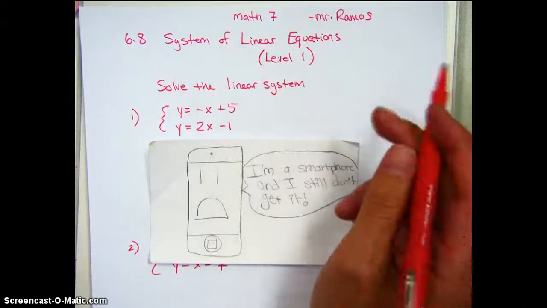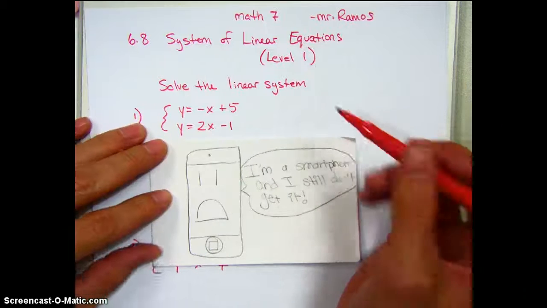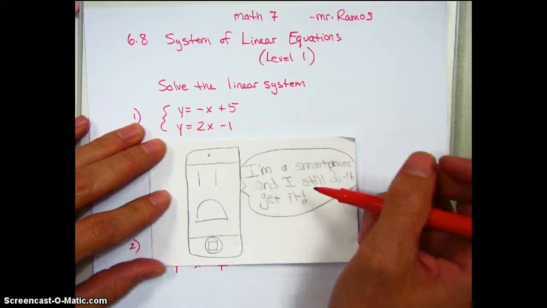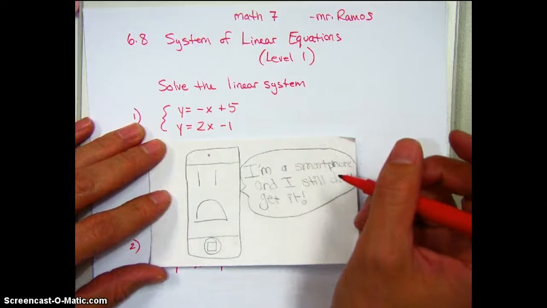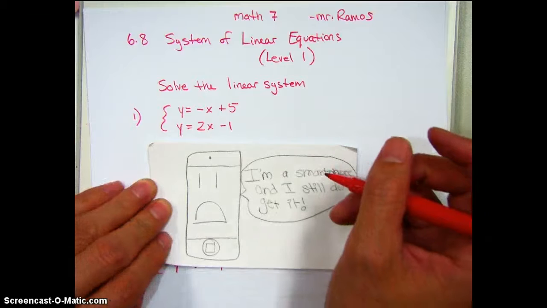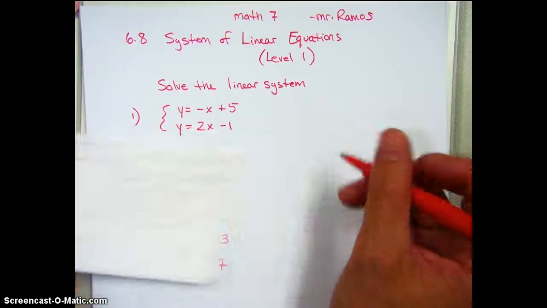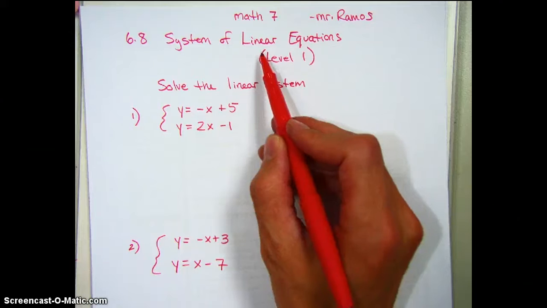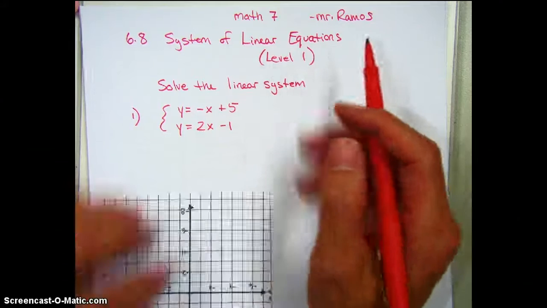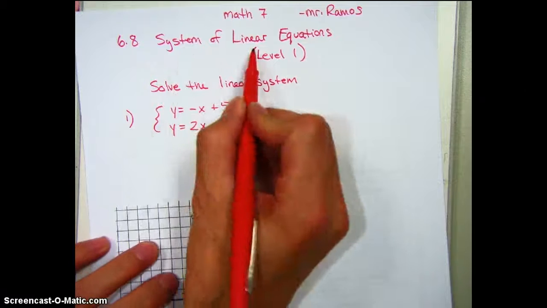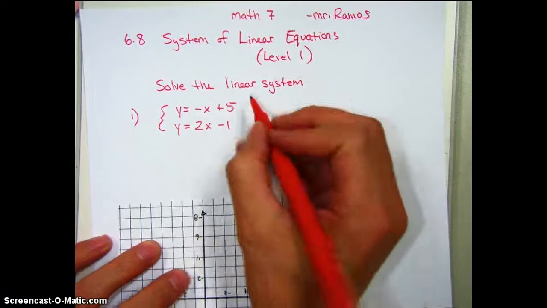I know that I went over the lesson kind of quick today, but if you're feeling like this smartphone and you just still don't get it, no matter how smart you are, this video is designed to help figure that out for you. All right, so solving a system of linear equations basically means that you have more than one line on the same graph. Let's take a look at these two.